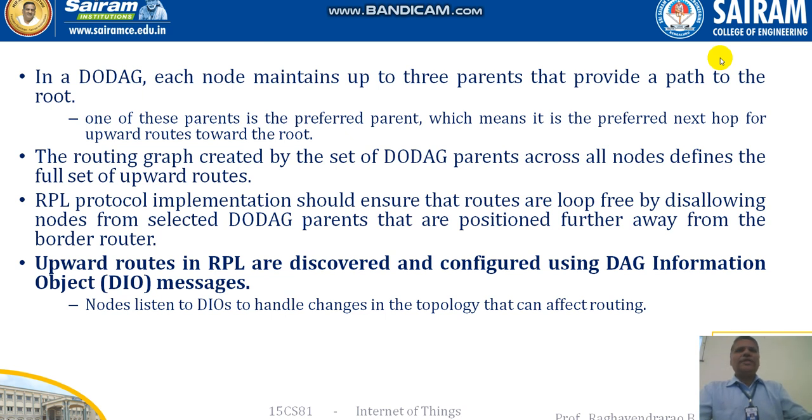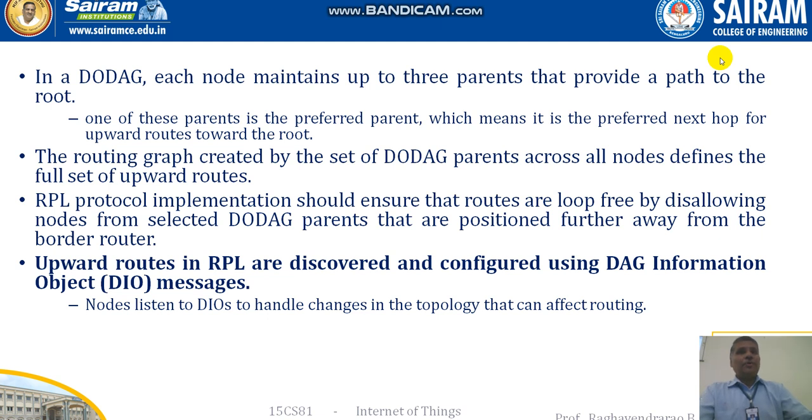The routing graph created by the set of DODAG parents across all nodes defines the full set of upward routes. An RPL protocol implementation should ensure that routes are loop free by disallowing nodes from selecting DODAG parents that are positioned further away from the border routers.